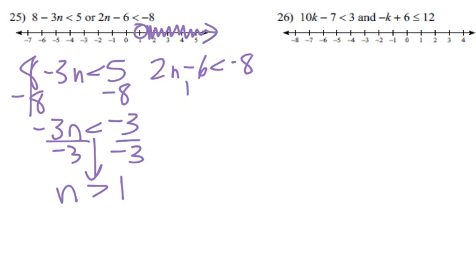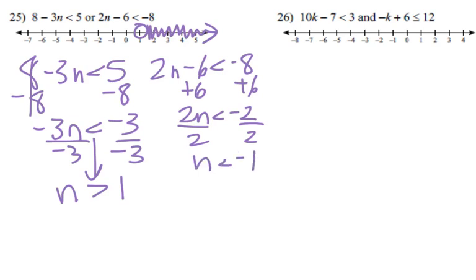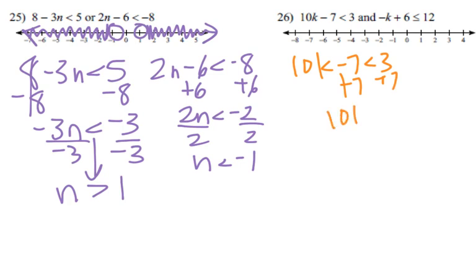Okay, 2n minus 6, so I start off by adding the 6 to both sides to get 2n is less than negative 2. Divide by 2, we get n is less than negative 1. So negative 1, a hollow circle, and then we shade to the left. 26, we've got 10k minus 7 is less than 3. So I'd add 7 to both sides, giving us 10k is less than 10. Divide by 10, we get k is less than 1. So 1, I draw a hollow circle, k is less than, so I shade to the left.